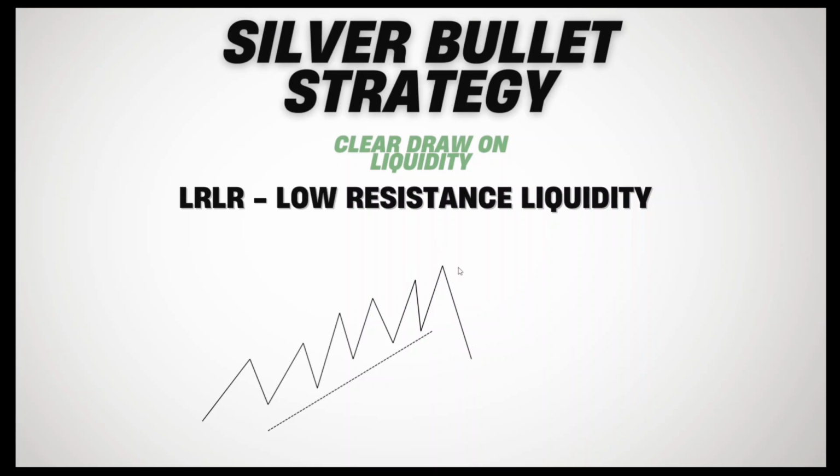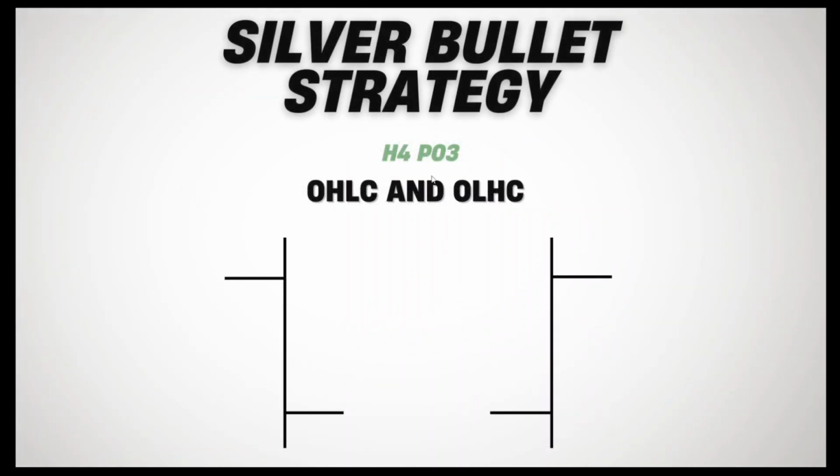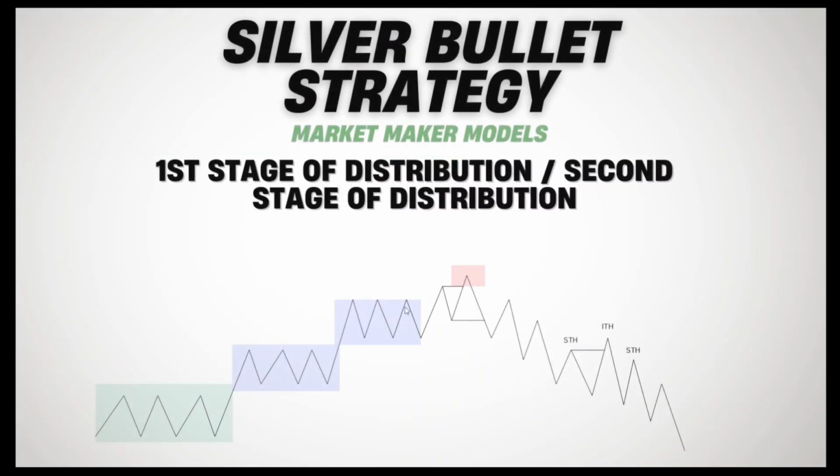Now we've got this H4 power of 3, the open, high, low, close and the open, low, high, close of an individual H4 candle. Now we've got the 10 a.m. as a power of 3, and then I'll be teaching you how you can position on the market maker model silver bullet regarding this. We're not only using the 10 a.m., but the other time frames also.